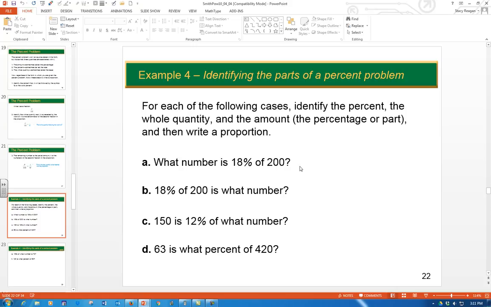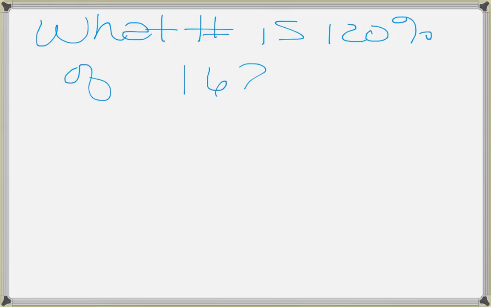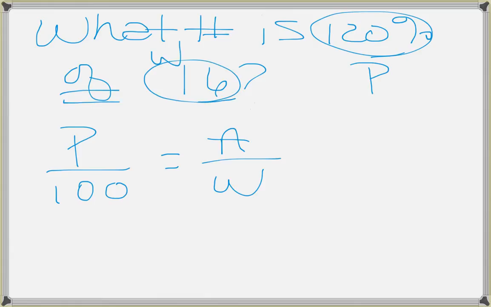So let's take a look at the next kind of problem. Let's take a look at number 22. It says, what number is 120% of 16? And remember, we're trying to fit a template here of P over 100 equals A over W. So we need to figure out what those numbers are. This one has the percent sign, so that's your P. There's the word of, so 16 is your whole. So we have 120 over 100.